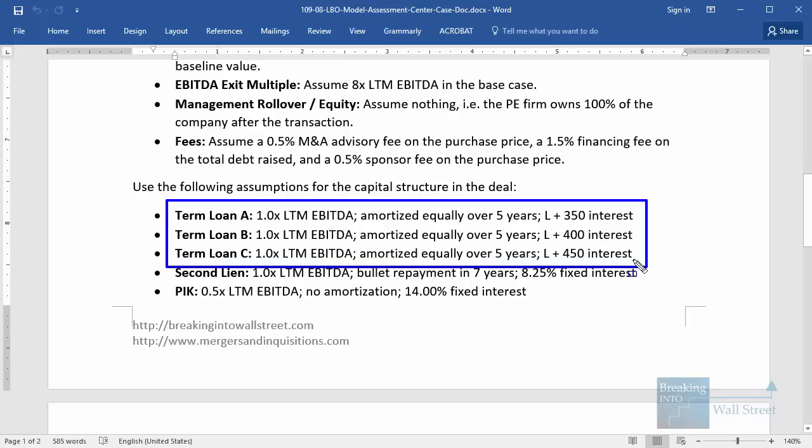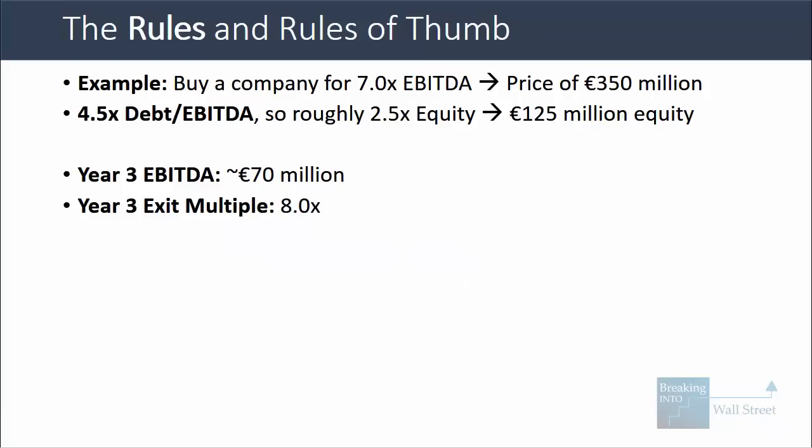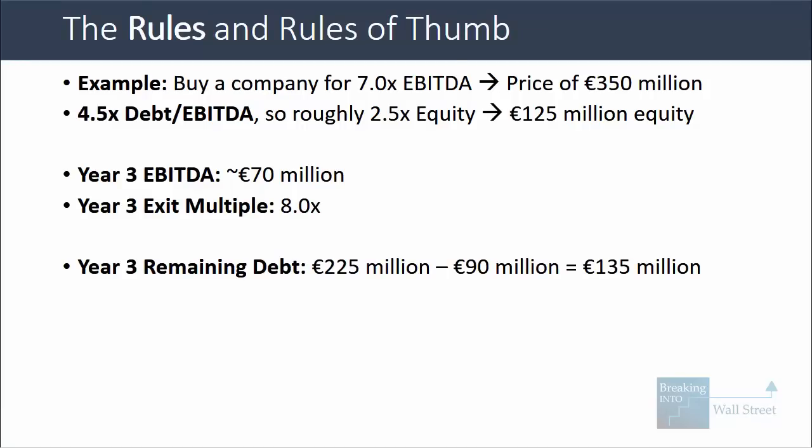So if you think about this, all these are 1x EBITDA. The company has about 50 million in EBITDA right now. They're amortized over 5 years. So what this means is that 30 million of term loan A will amortize, 30 million of term loan B, and then 30 million of term loan C. Altogether, that adds up to about 90 million in amortization, which means that at the end, if we used 225 million of debt, we amortize 90 million, we have about 135 million of debt left over at the end.